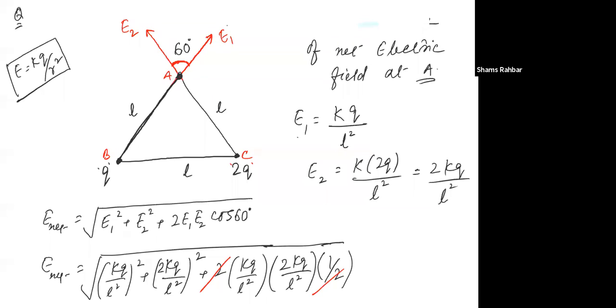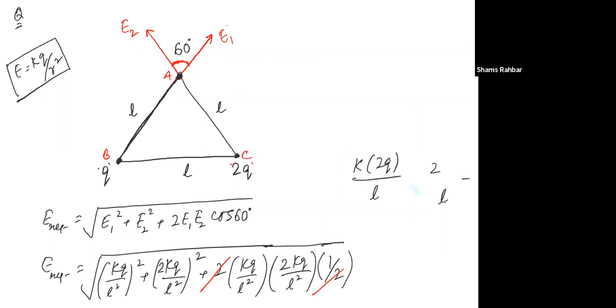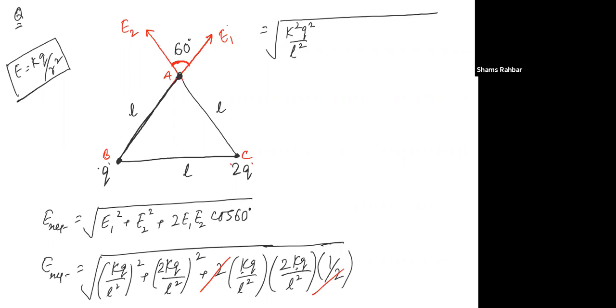I'm erasing this part here. I'll simplify this. Look, 2 and 2 get cancelled out. K and K will become K square because you are multiplying it, right? So next step, look. This is K square Q square upon L square, plus 4K square Q square upon L to the power 4, because the denominator has a square and you are squaring the whole thing.